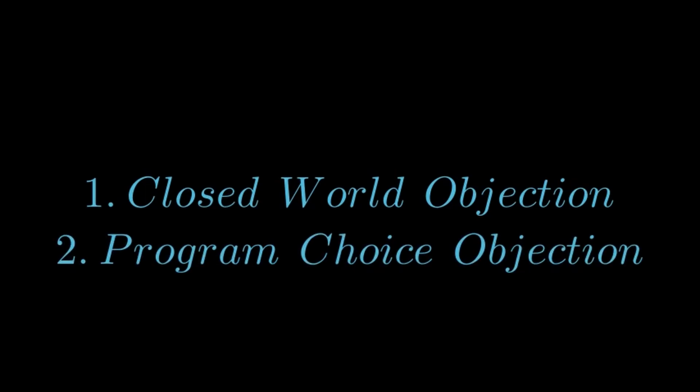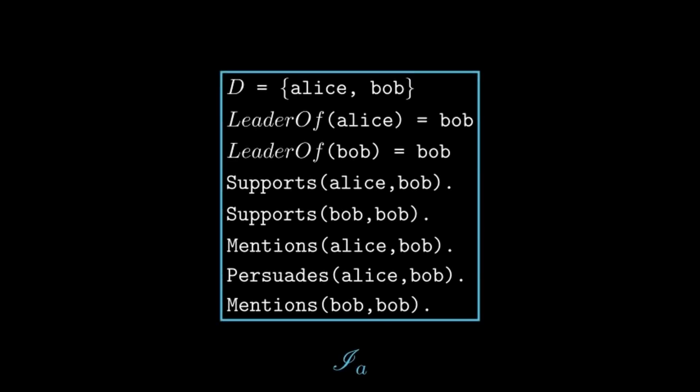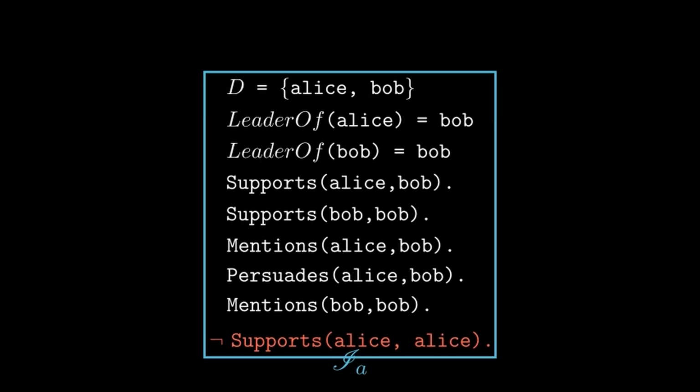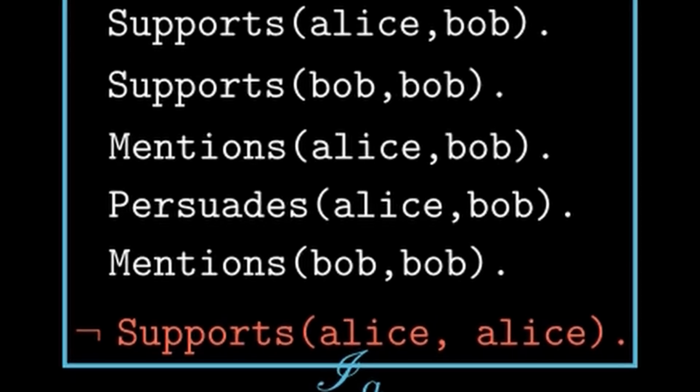Let's begin by scrutinizing one thing that many of you will have surely noticed by now. Consider the predicate support, and in particular whether one person may support multiple people or just one. As it stands, our program is agnostic here. The program tells us that a person supports their leader. But does this also mean that it is false to say that they support anyone else? That is to say, should we consider the statement not supports Alice, Alice, to actually be part of Alice's interpretation?